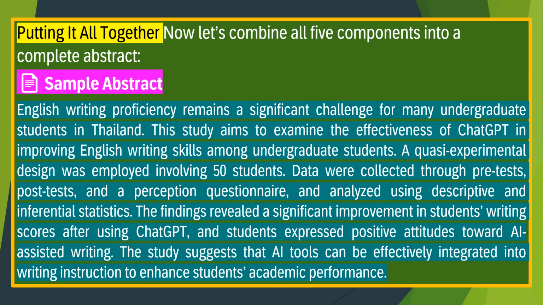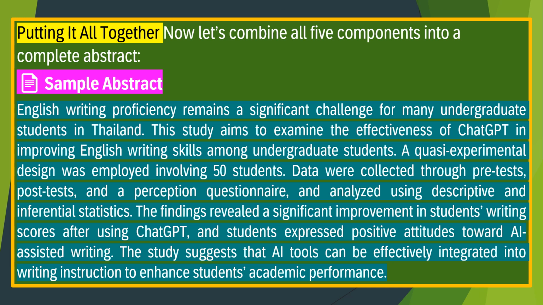Putting it all together, now let's combine all 5 components into a complete abstract. Sample abstract. English writing proficiency remains a significant challenge for many undergraduate students in Thailand. This study aims to examine the effectiveness of ChatGPT in improving English writing skills among undergraduate students.